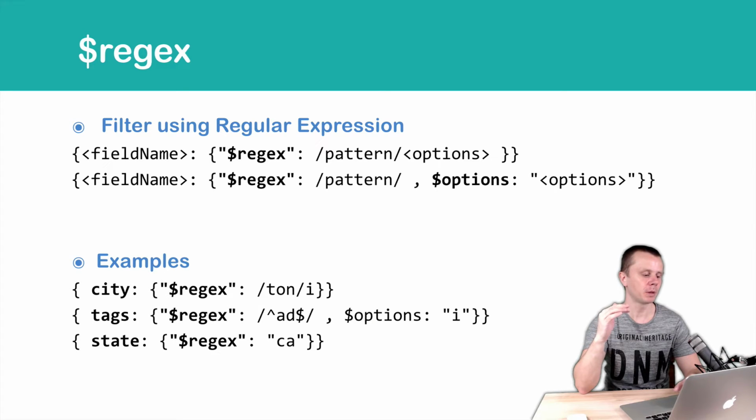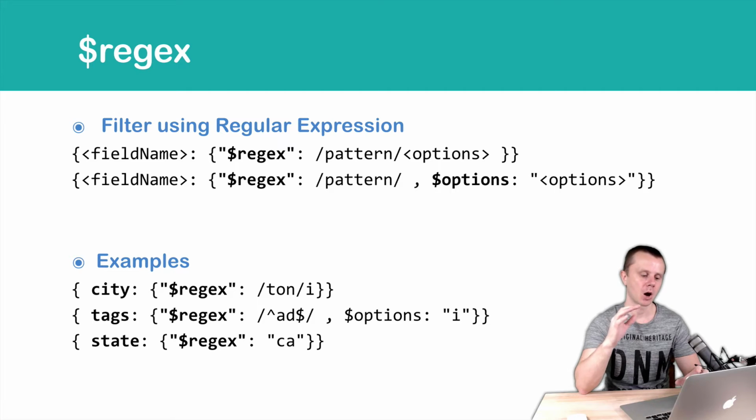In the first example, we're looking for city field name using regex ton. Somewhere in the city field value must be a combination of three characters, ton. After the pattern, you see an option i. Option i means that the search will be case insensitive.